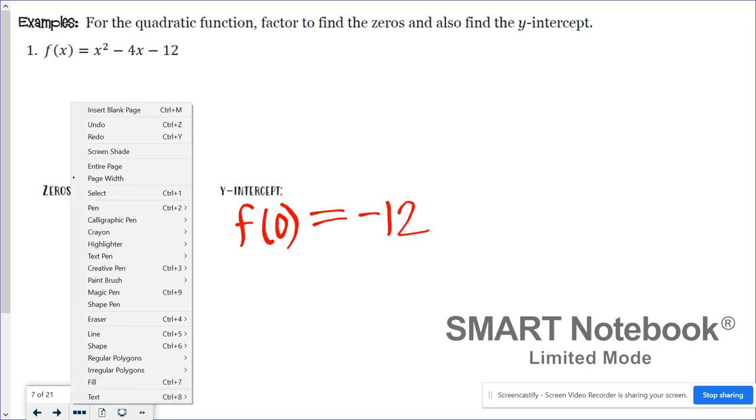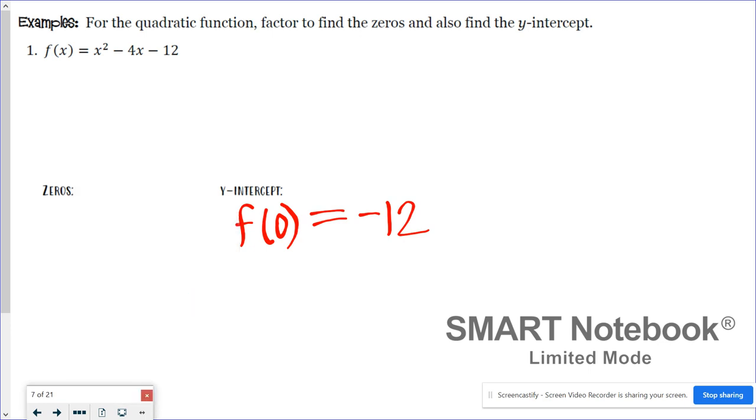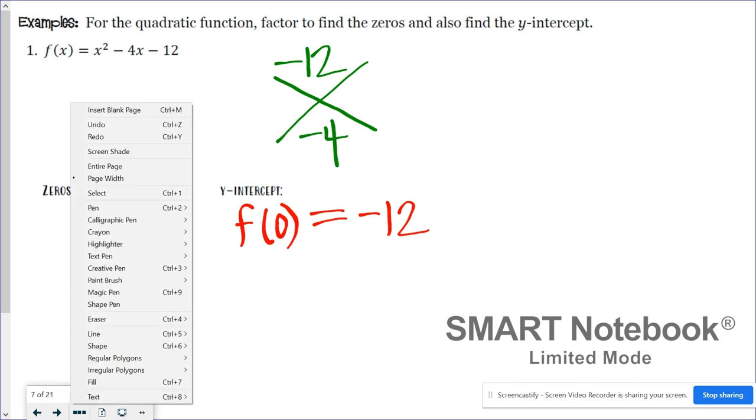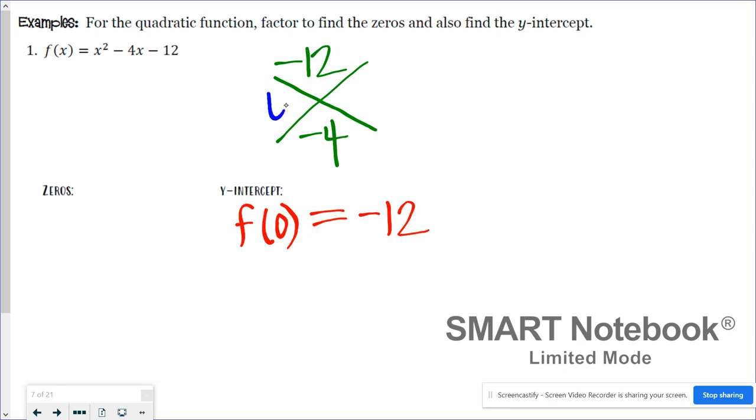Now let's do the factoring. This is that nice easy case where it's just 1x squared. So I simply need to think: what multiplies to be -12 that adds to be -4? This is the hardest part of factoring. If you ever get stuck, get out a calculator and just start dividing. If I go 6 times 2, and 6 is negative, this gives me -12, and it also adds to be -4. So I can write my factored form as x minus 6 times x plus 2.